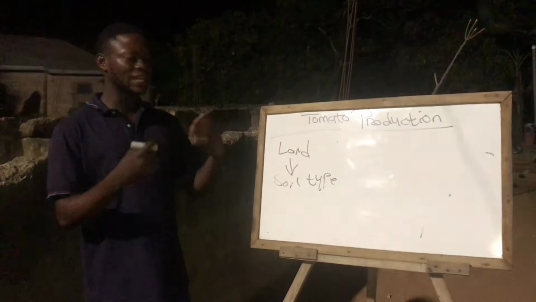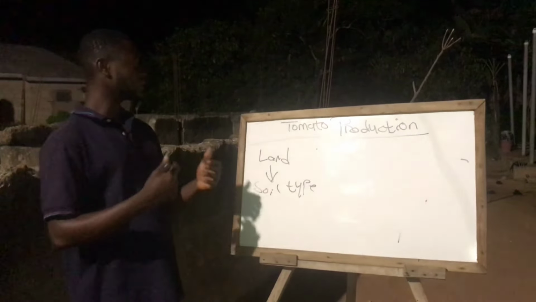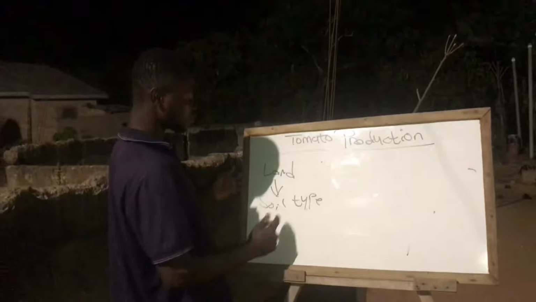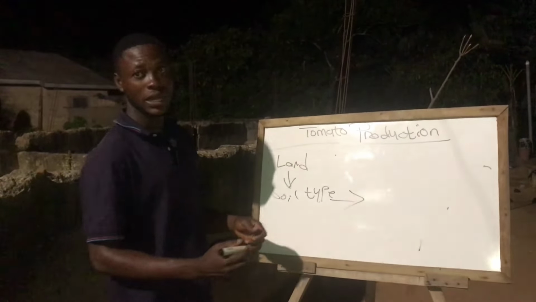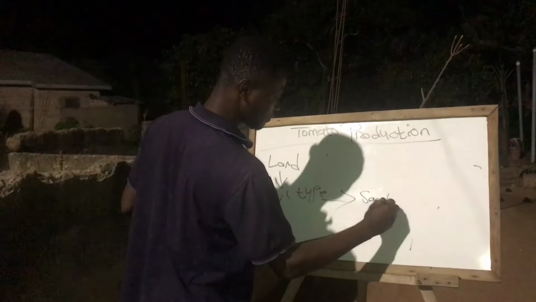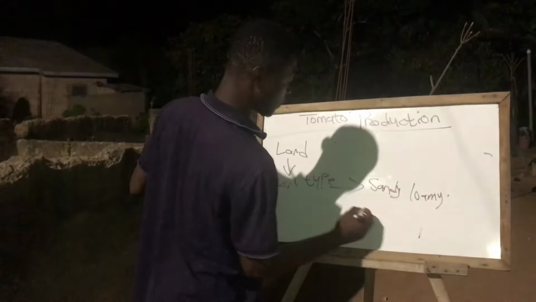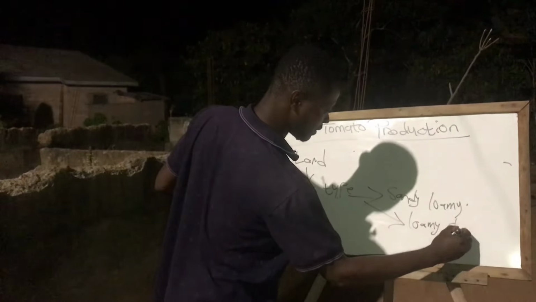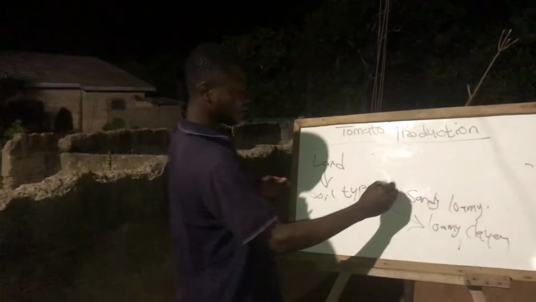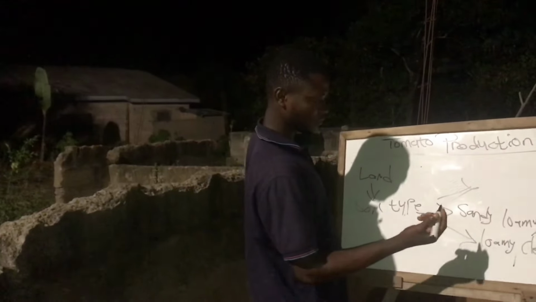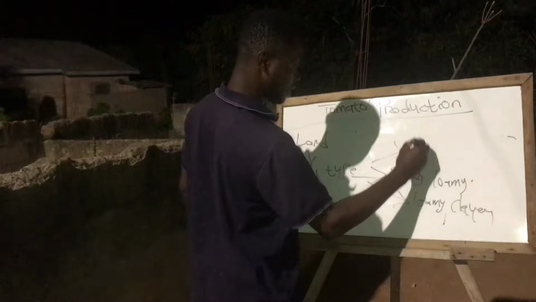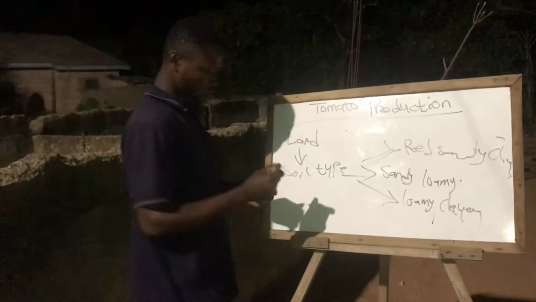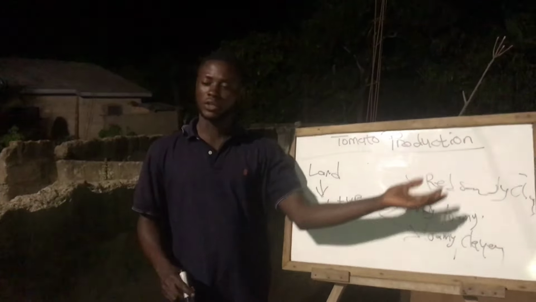Sometimes someone may ask, what are the recommended types of soil we have to cultivate in? It's very important. After you have considered the soil type which is preferable for your crop production, we have the sandy loam, we have the loamy clay, and we have the red sand clay. So there are some types that we can use for cultivation.